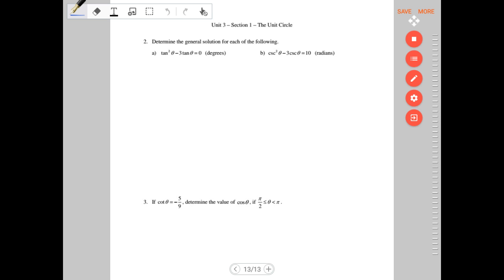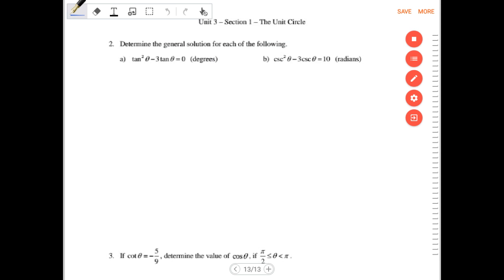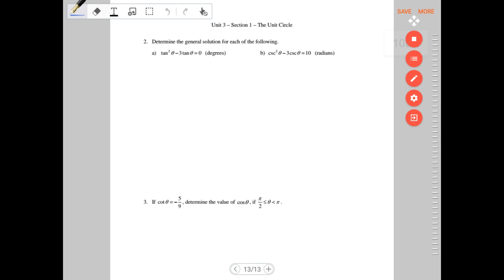These questions are asking for a general solution. What that means is we're going to find a solution that works not just in the first rotation, but in any rotation of the circle. So we're going to solve them the same way as we solved before. In the first case, we're going to factor out a tan theta. When I divide tan squared theta by tan theta, I still have a tan theta. And when I divide the 3 tan theta by tan theta, the 3 is what remains. Now I have two cases.